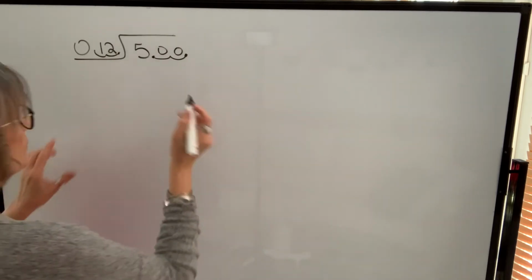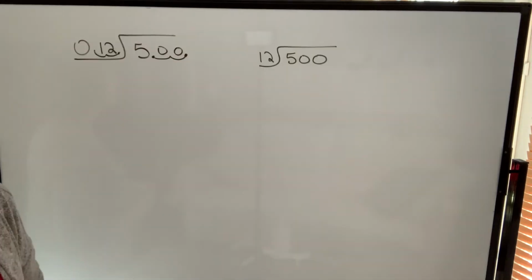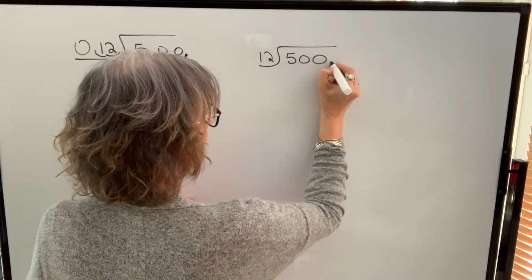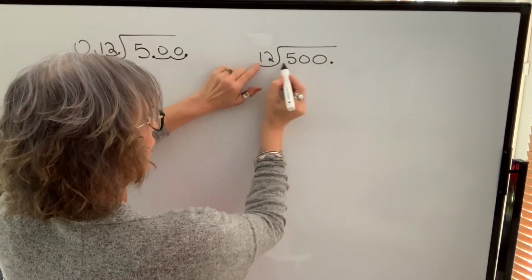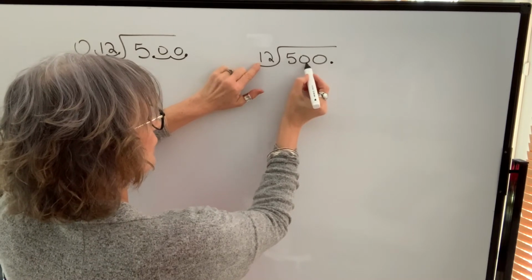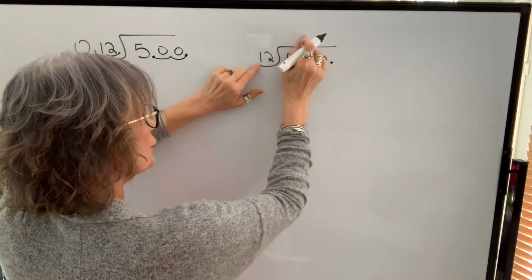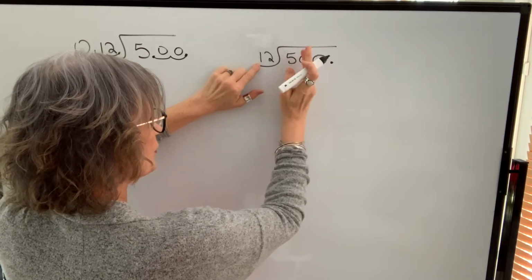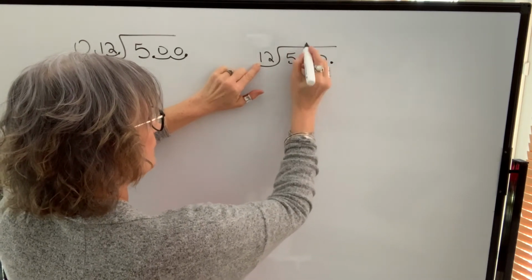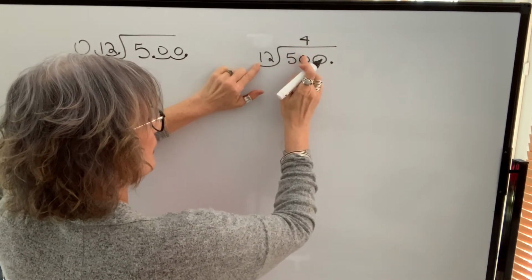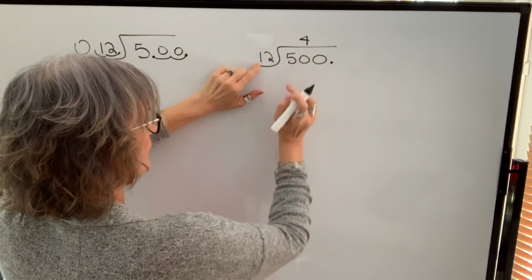So this question, if we got rid of those lines, and now we proceed paying attention to where our decimal point is in our dividend. 12 does not go into 5, but 12 goes into 50. So we put our quotient above the last digit of the number we're dividing into. So we're dividing into 50. 12 goes into 50 4 times, so the 4 goes over the last digit of that number.